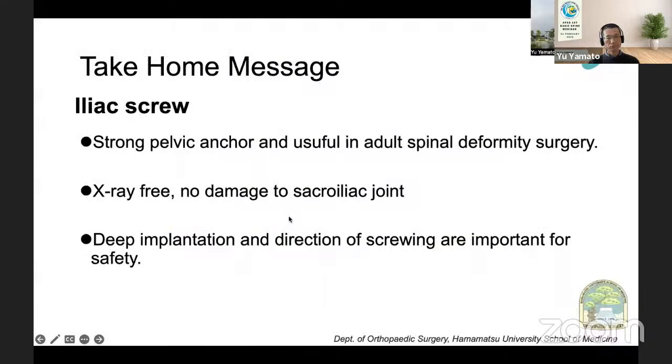Take home message. The iliac screw is a strong pelvic anchor and useful in adult spinal deformity surgery. The advantage is X-ray free, with no damage to the sacroiliac joint. The deep implantation and the direction of screwing are important for safety.